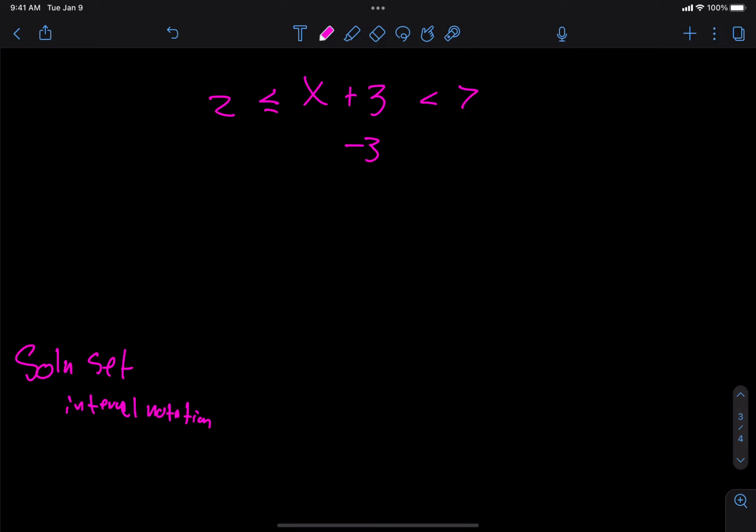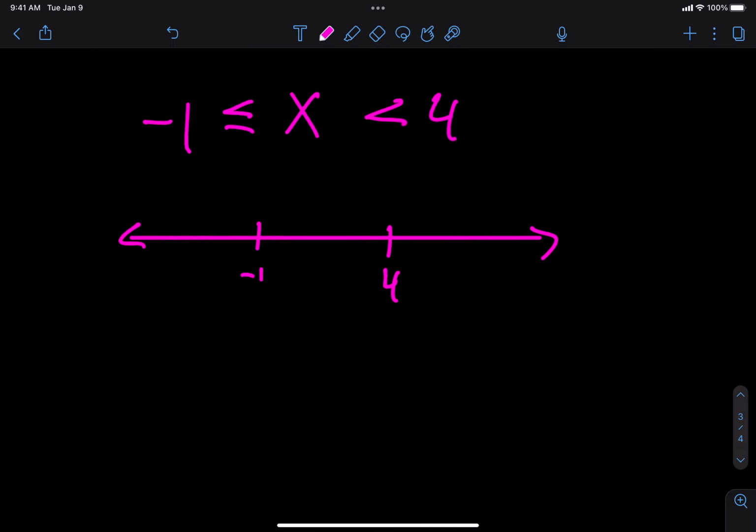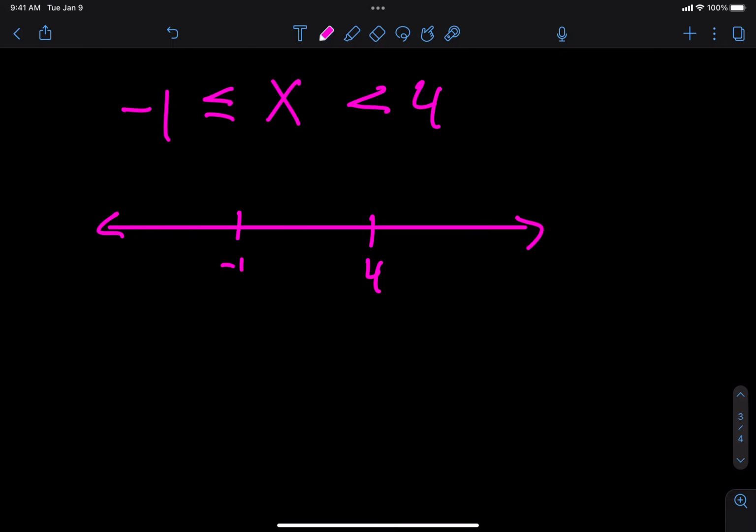Subtract 3. If I do it in the middle, where else do I have to do it? On both of the other sides, right? So I'm going to subtract 3 here, and I'm going to subtract 3 here. And I will get what in the middle? Just x, and then less than 4, and then greater than or equal to negative 1. Okay, so let's do it on a graph. What would I do? I'd put negative 1 here, and then 4 goes to the right of that because it's a bigger number. And then where do I shade?